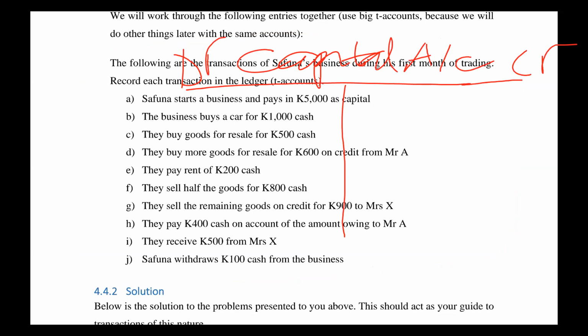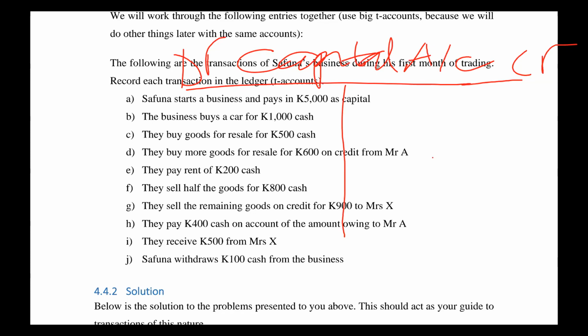Just observe. The first question that you'll ask yourself in transaction number A is, what is happening to the capital account? Is it receiving or giving out? Safuna starts a business and pays in 5,000 as capital. Is the capital account giving or receiving? Anybody? It's giving. Okay, interesting. Someone says the capital account is giving. What about others? It's receiving since it's a capital.